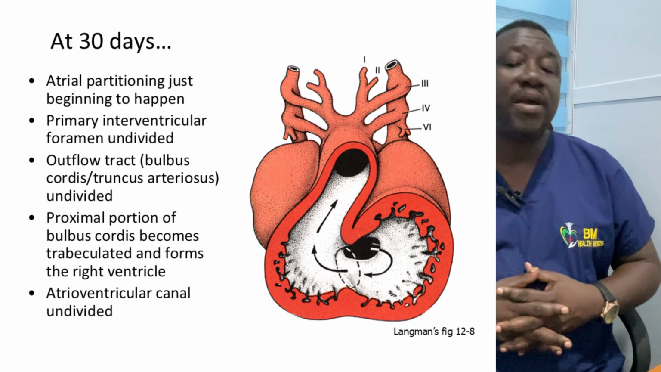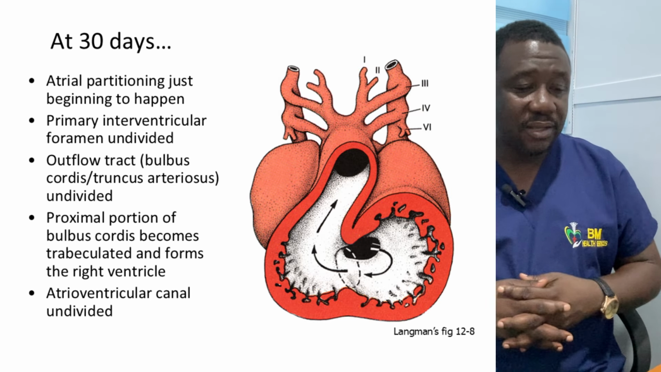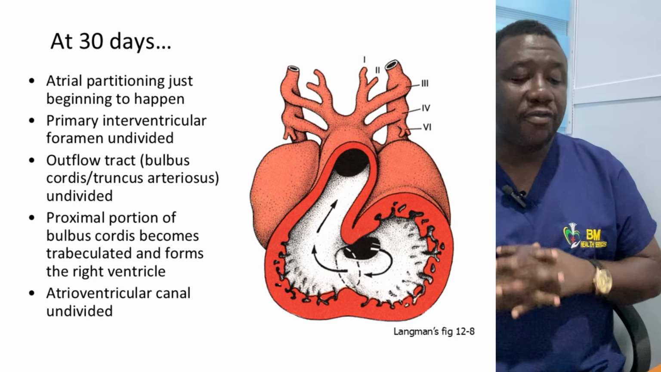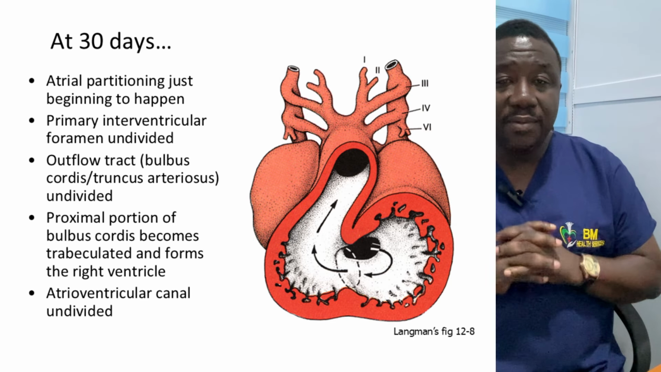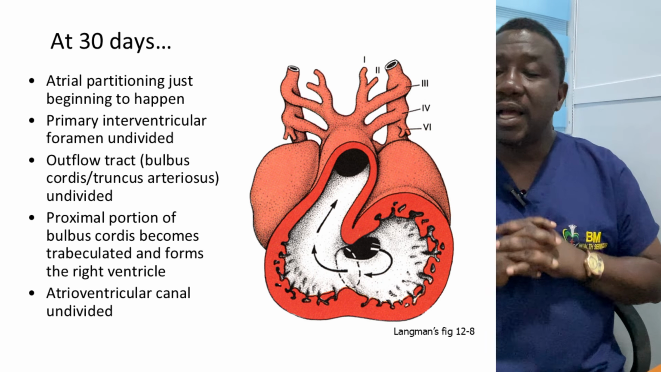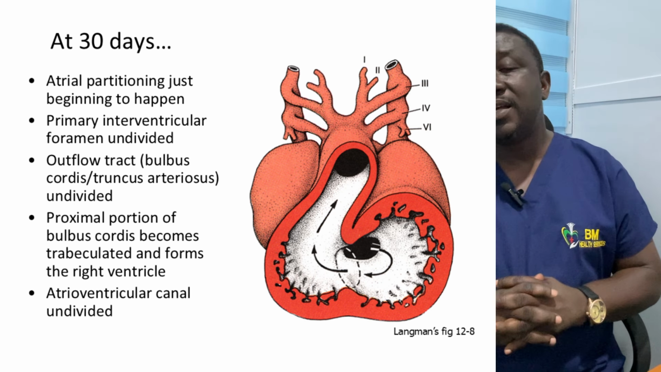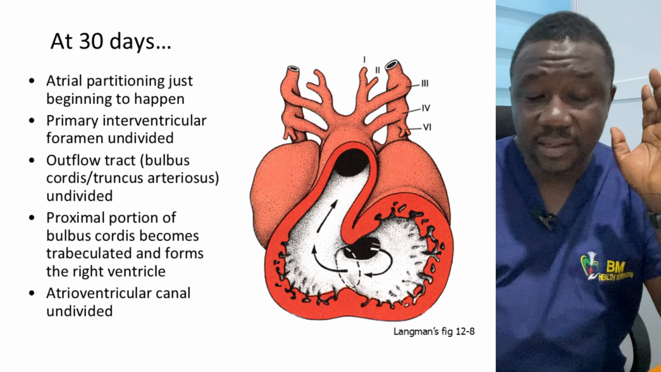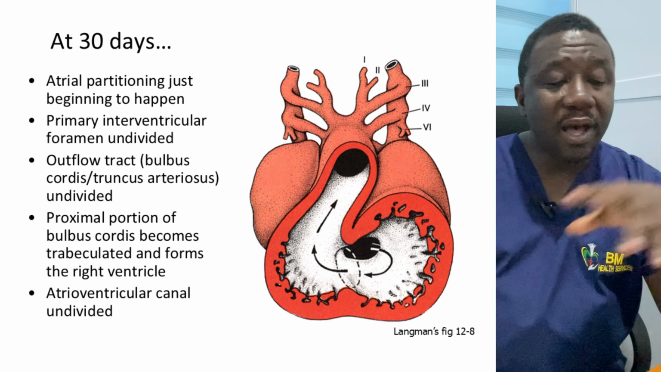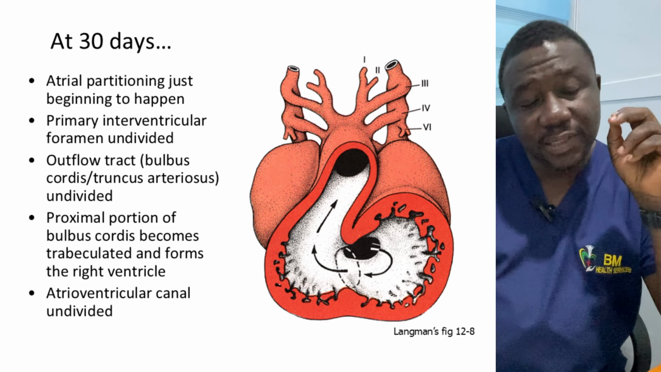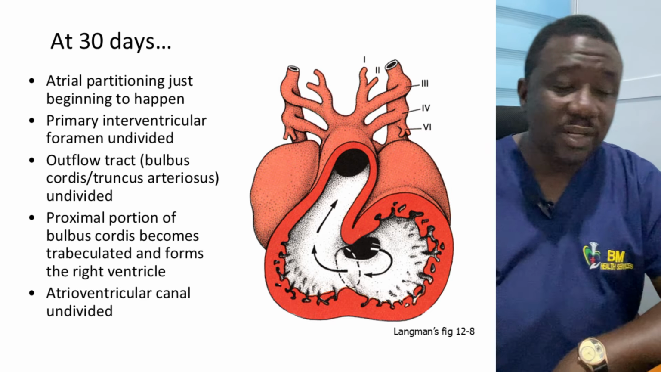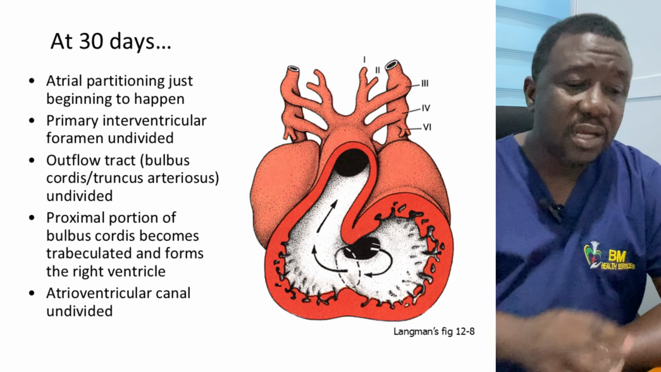At day 30, we have the outflow tract. At day 30, the proximal portion of the bulbus cordis becomes trabecular and forms the right ventricle. The same thing at day 30, the AV canal is undivided. I mean the atrioventricular canal is undivided. Okay, so this is what happens at day 30. We have something like the heart in there, but the partition is not there. So from 30 days onwards, the partition starts.